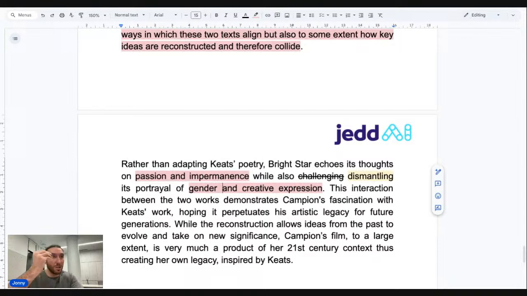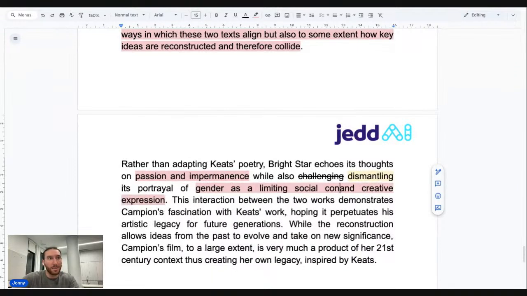You need to present. You can present the two ideas, but you need to expand on each of them. Portrayal of gender. Maybe you want to say dismantling the limitations of its portrayal of gender, right? Like it's dismantling its portrayal of gender as a limiting social construct. See how I'm using the "as" a lot? I'm trying to show you a simple way of going from a single buzzword to saying something specific as a concept. So now you're saying that gender is being treated as a limited social construct.